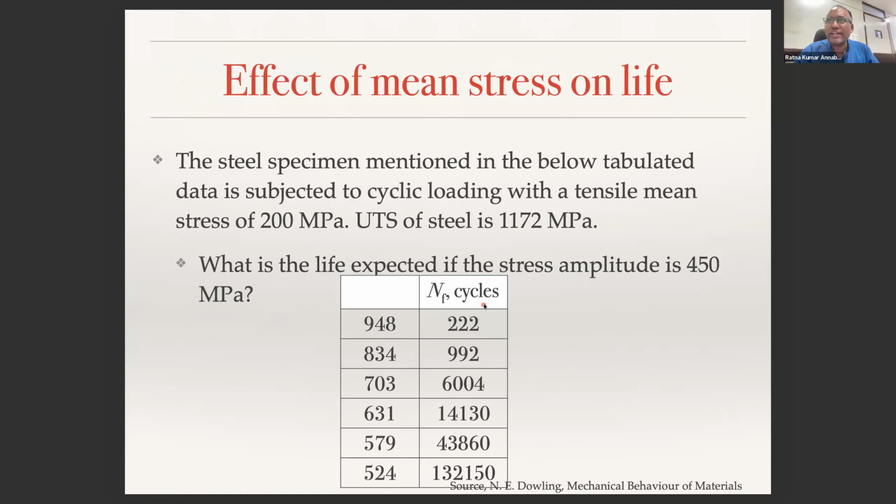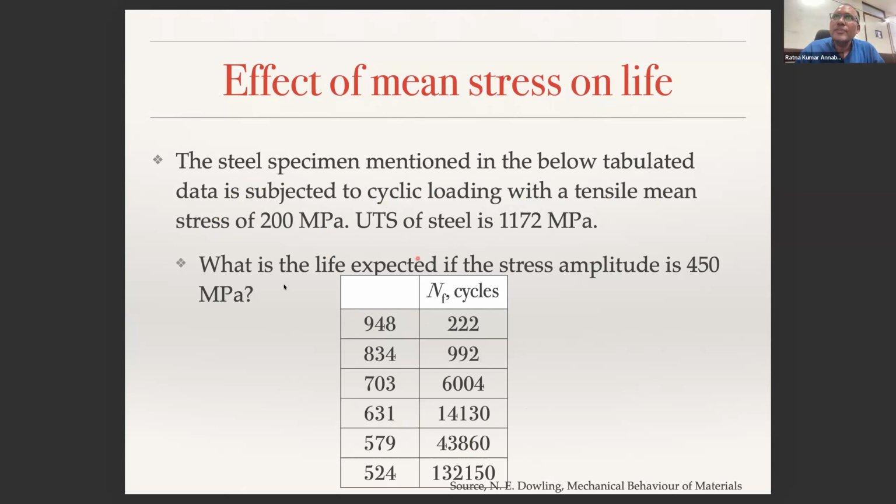In the last class, we looked at the steel specimen mentioned in the below tabulated data. This data is for zero mean stress. Now it is subjected to cyclic loading with a tensile mean stress of 200 MPa, that means sigma m is equal to 200 MPa. And from this you get an SN curve, which is done using zero mean stress.